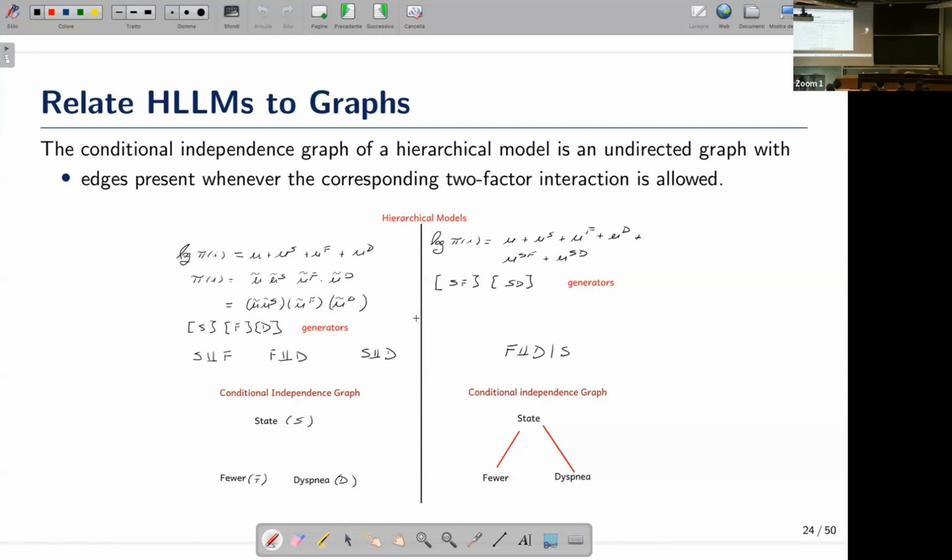So the question is now, can we conclude that all the hierarchical log linear models are graphical? That's the main issue.